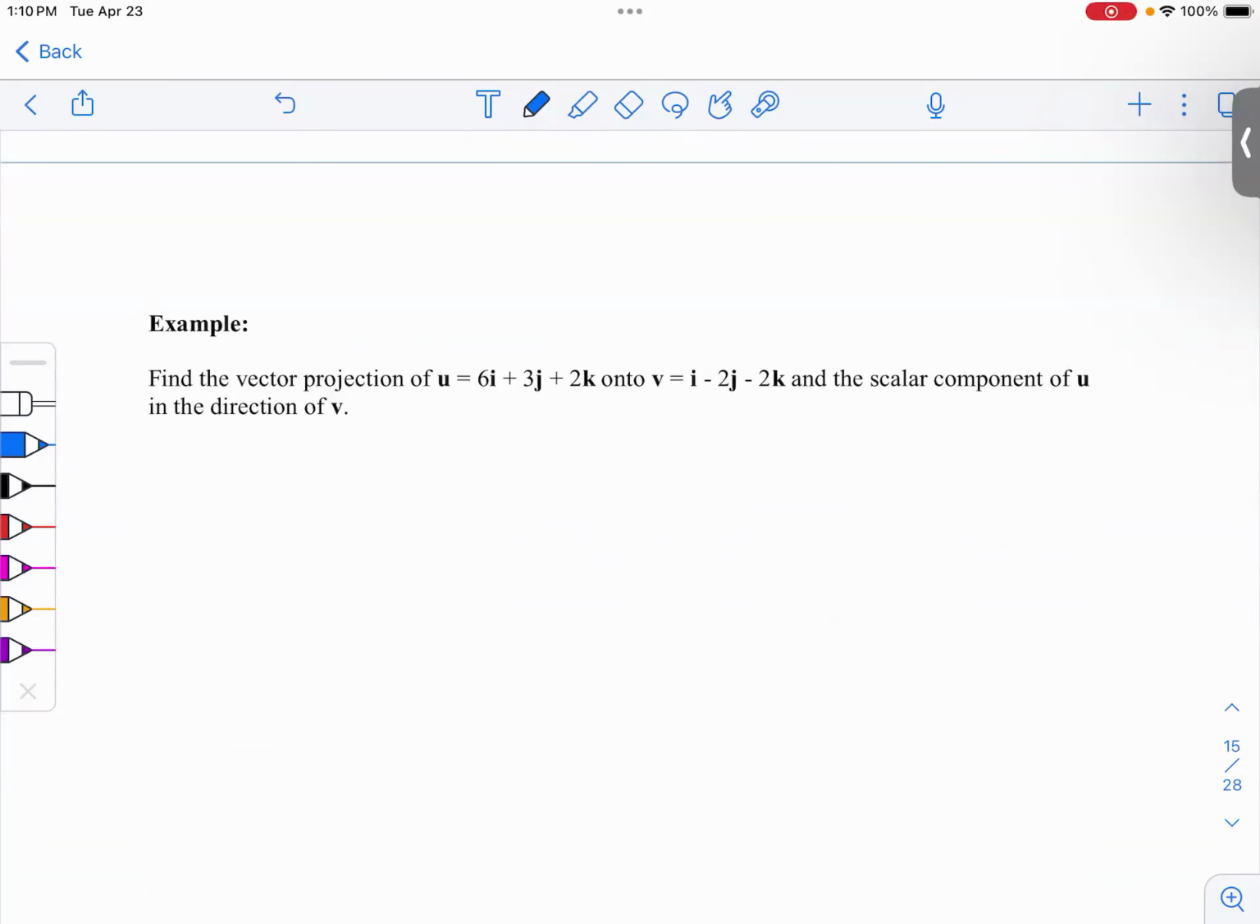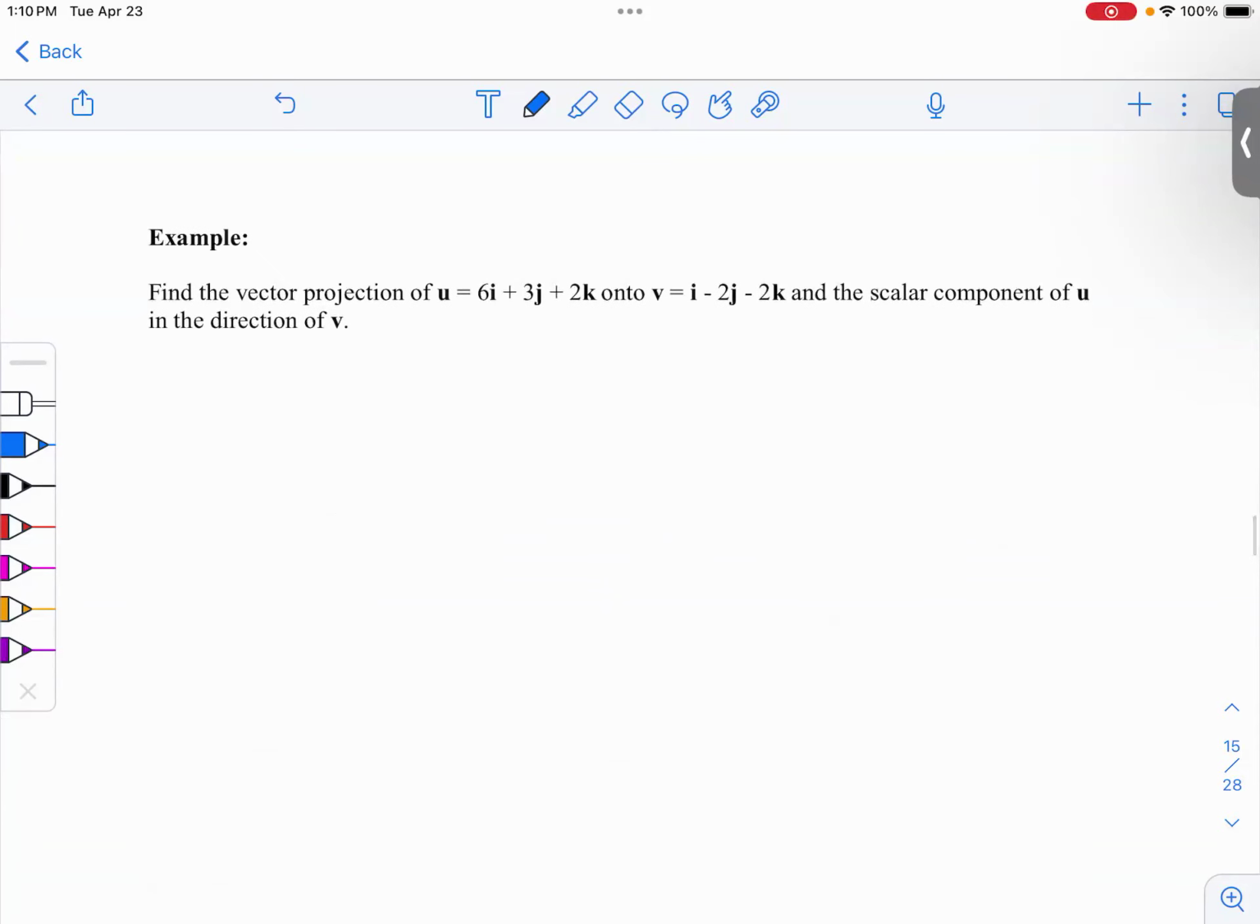And so to that end, I want to find the vector projection of u onto v and the scalar component of u in the direction of v. So just so we can see a visual here.